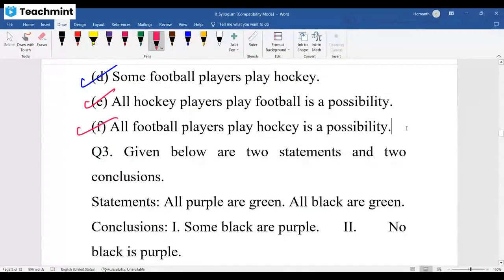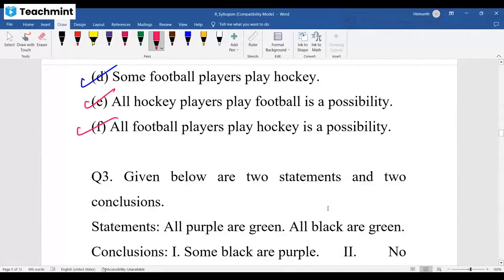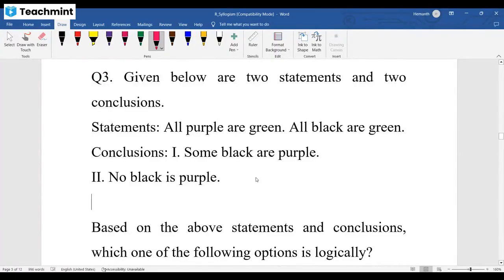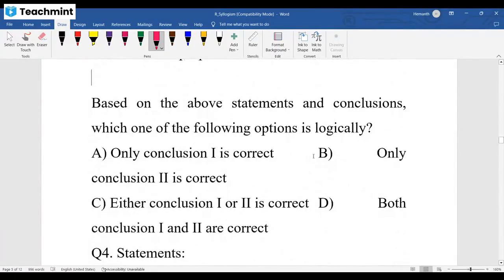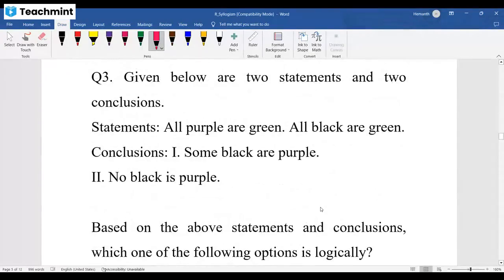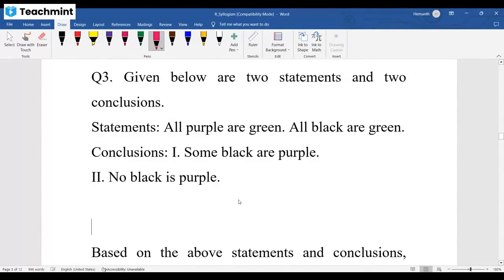Now go for the third question. What is this third question? Two statements, two conclusions. Before going for that, check whether the option "either or" is there or not. Whenever "either or" is there, be careful. Be careful and check. Don't remove it just like that. When "either or" is there, be careful and check.